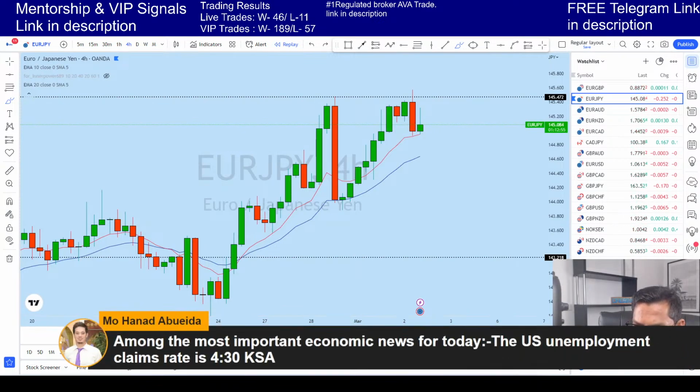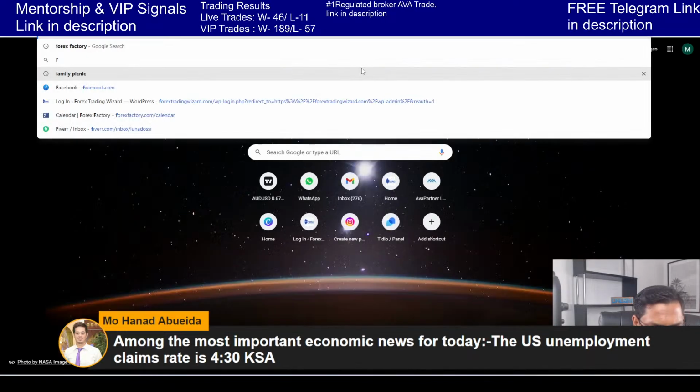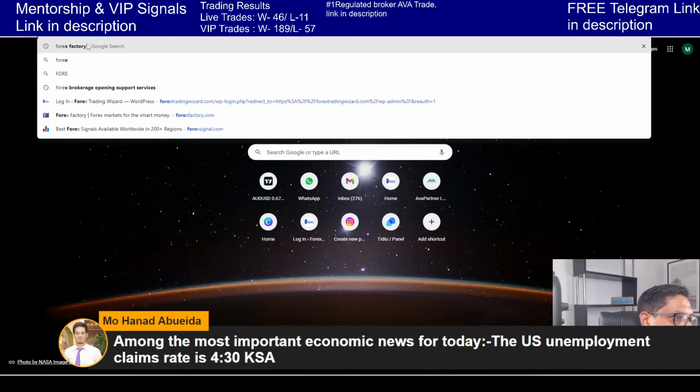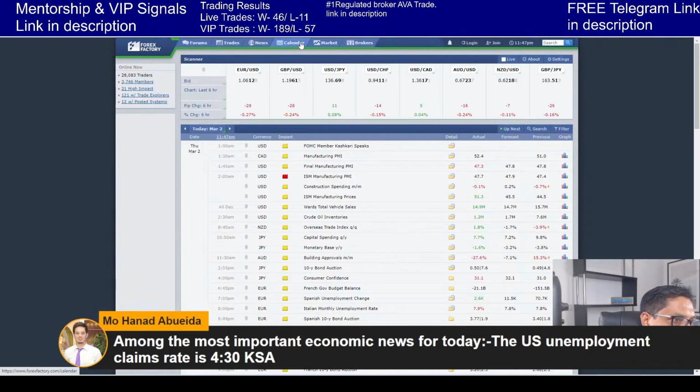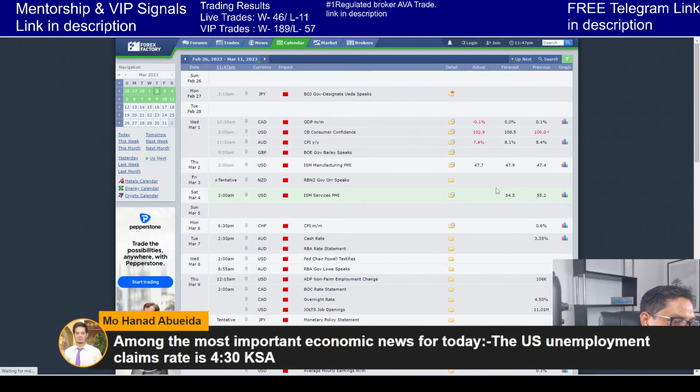Among the most important economies today, US employment claims at 30K. So yes, there's high impact news coming. Let me look at Forex Factory. For those who are new in trading, guys, this website, Forex Factory, is a news calendar, and we can see any high impact news. I think you know how to filter, but if you still don't know, let me know. Any high impact news will be displayed here. We see there is NZD, and it's gone, 2 a.m. Sydney time, which was almost 2 hours ago. There's USD.